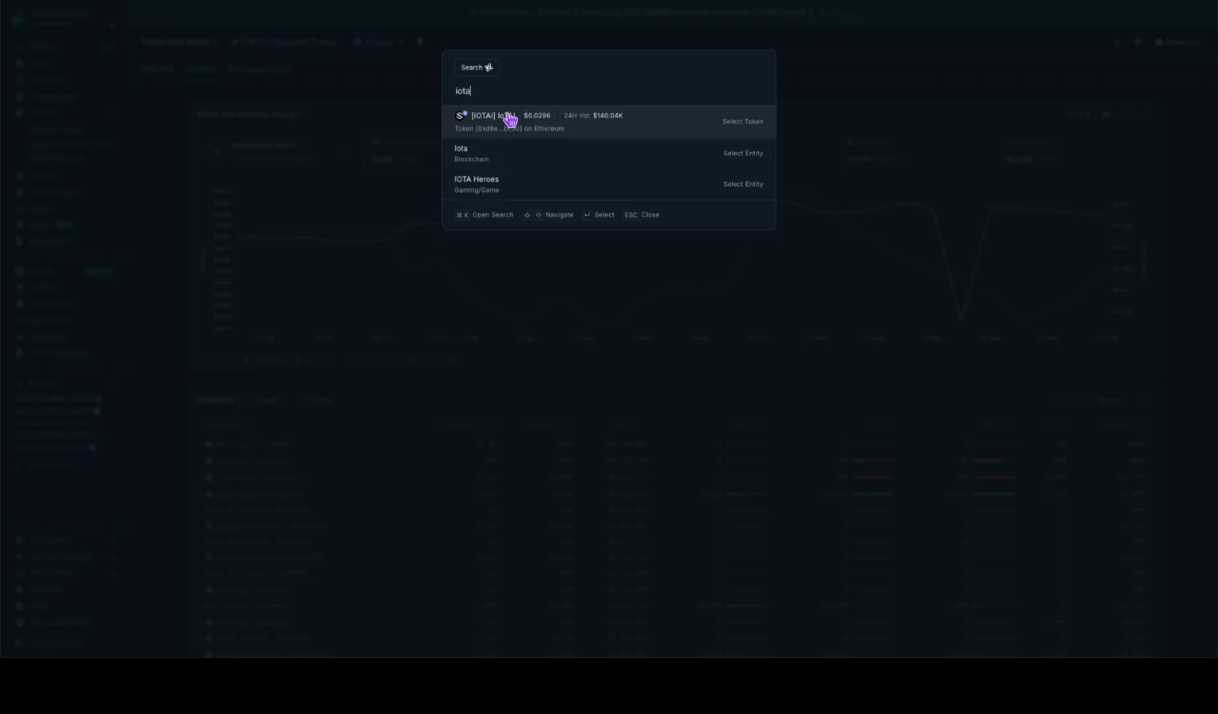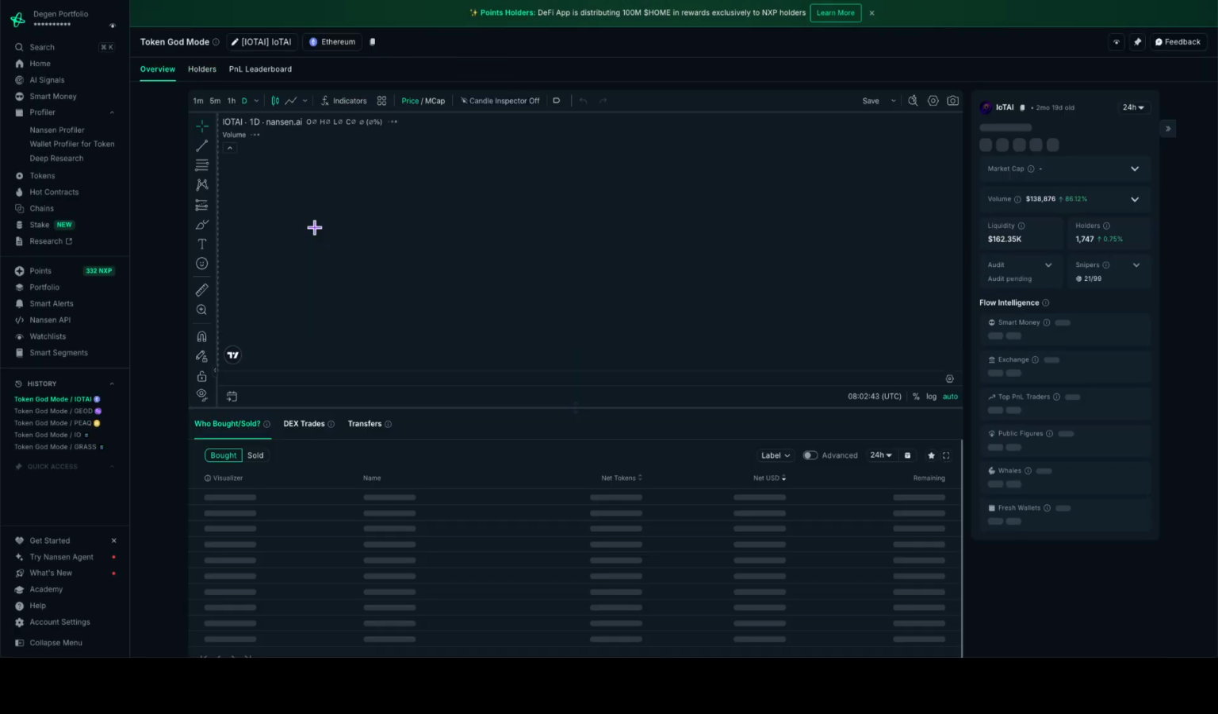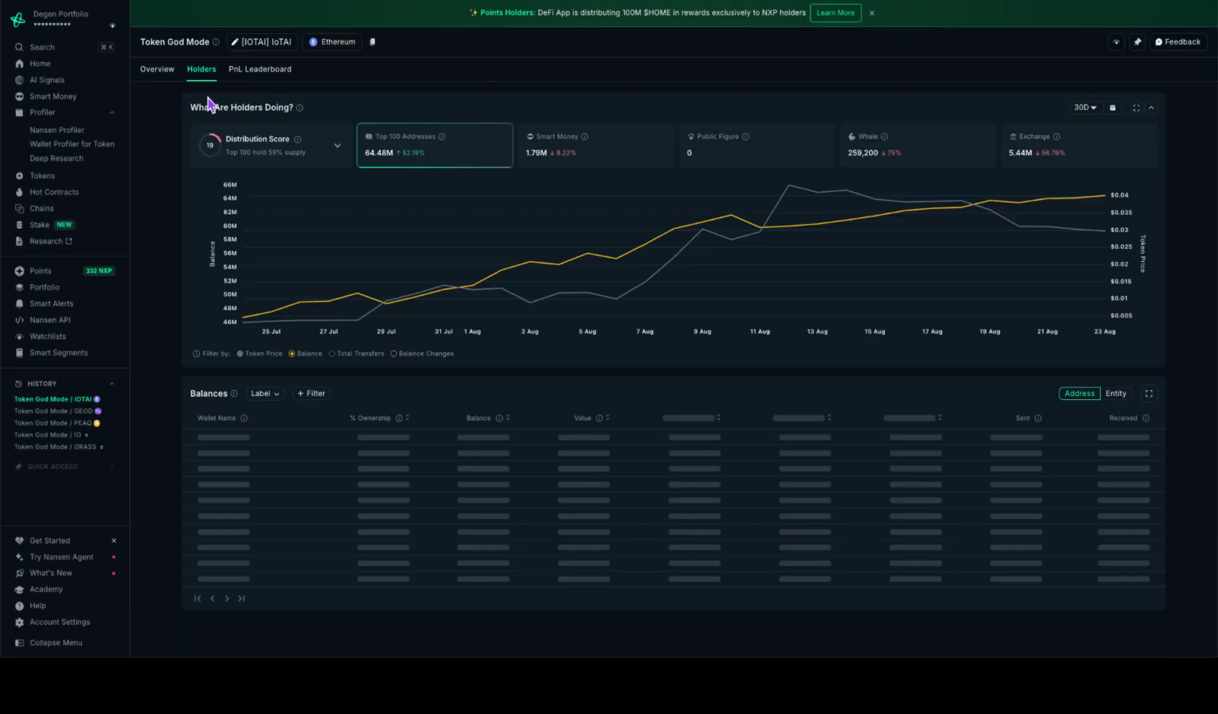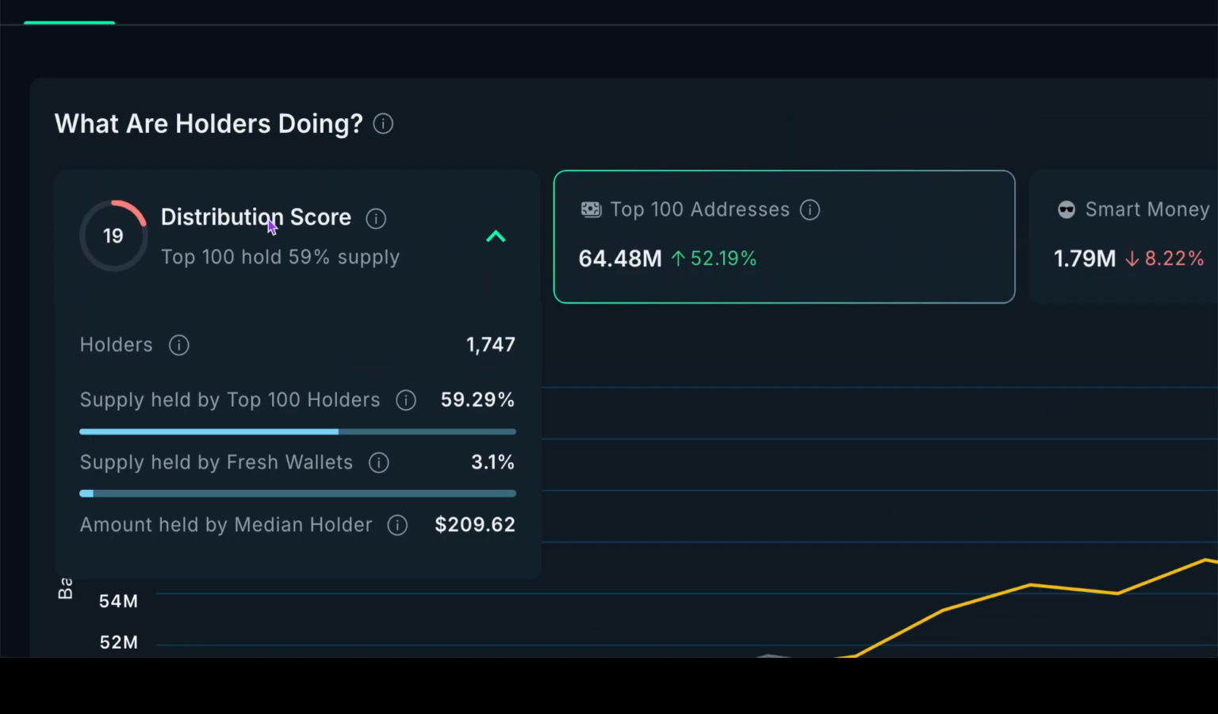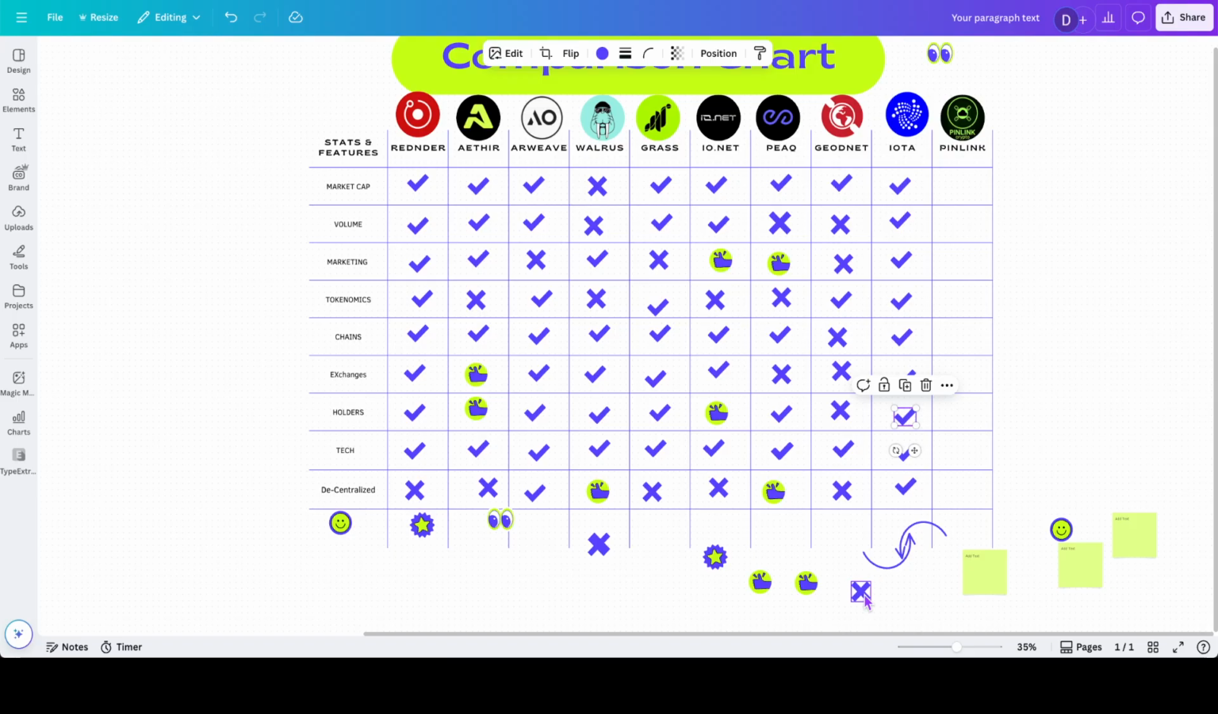Let's see if IOTA comes up. Yes, it does. What are we looking at? Distribution score. IOTA, 59%, right? It is decentralized, guys. Top 100. Actually, no, sorry. It is centralized. Top 100 hold 59%, but better than some of these 80-90% tokens that we have been looking at. So again, decentralization seems to be an issue across the board, and for this I will put an X on decentralization, but not the worst that I've seen.